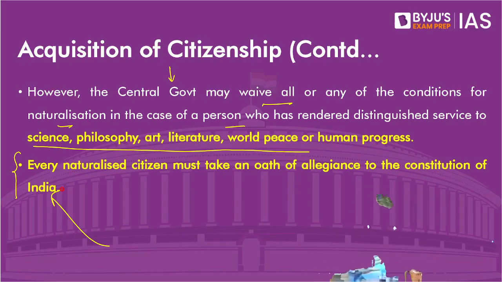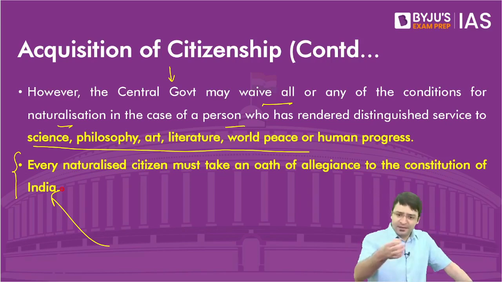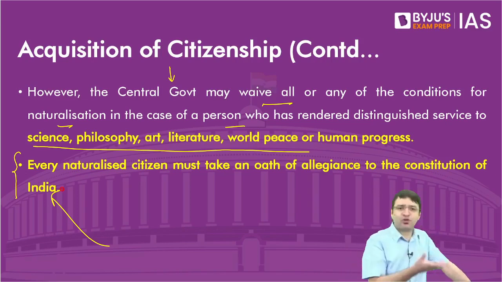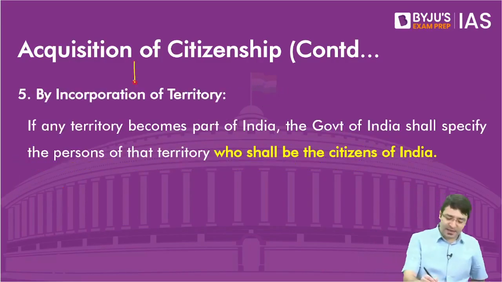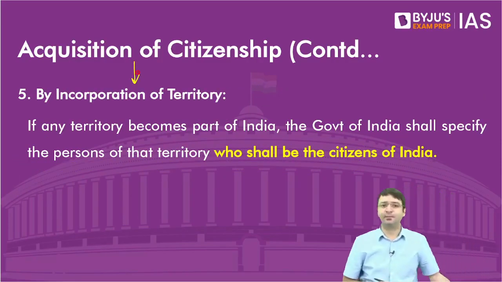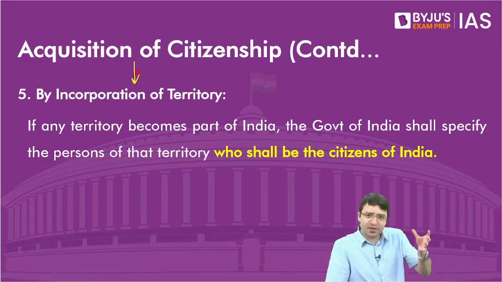So what are the ways by which you can acquire Indian citizenship? By birth, by descent, by registration, by naturalization, and the fifth is by incorporation of a territory. For example, Goa was acquired. Goa was not part of India. Goa was acquired, now is part of India.